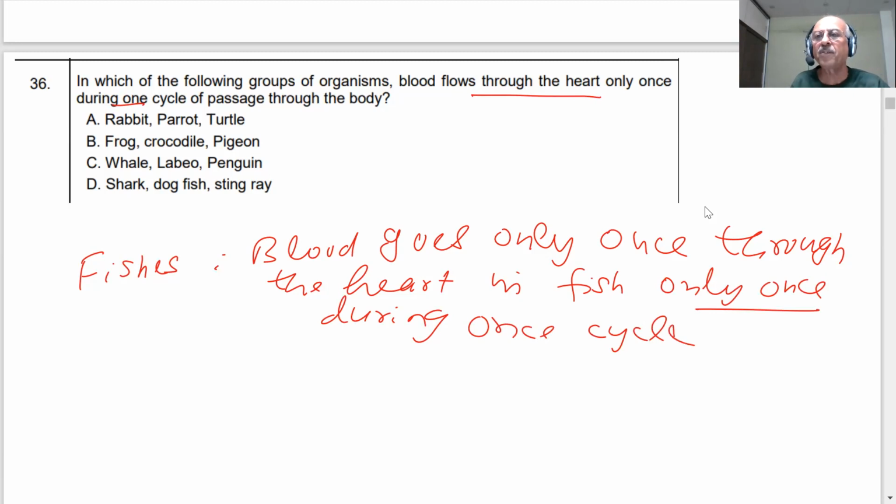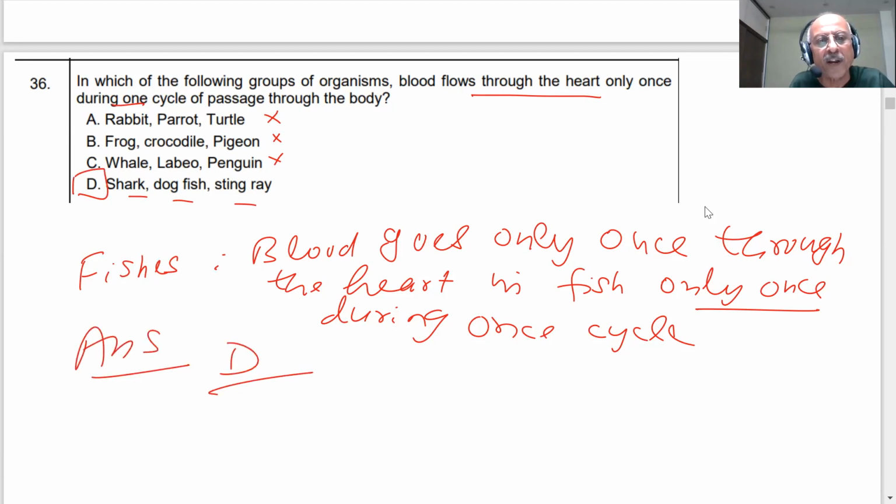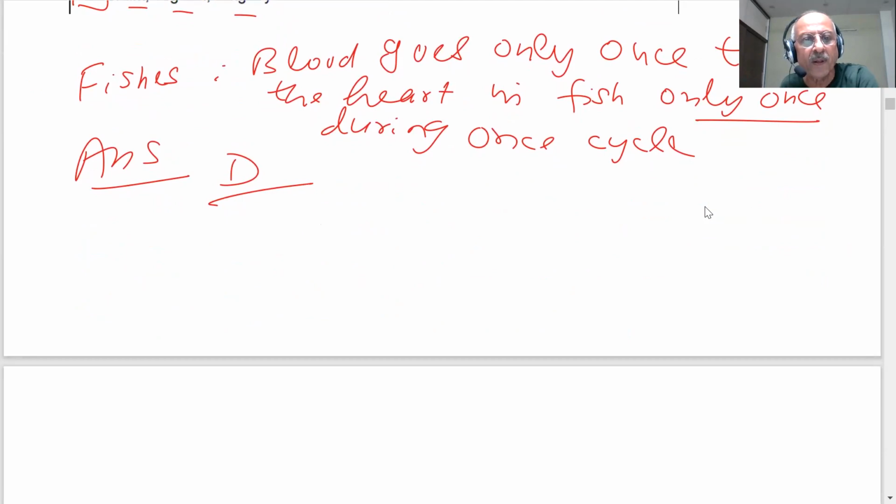You have seen the fish, how they are opening their mouth all the time in the water. Now here, let us see, rabbit is not a fish, frog is not a fish, whale is not a fish. This is not correct. Yes, shark, dogfish, they are fish, student. Then what is the correct answer for 36, student? D is the correct answer. Our answer is D, student. Next question.